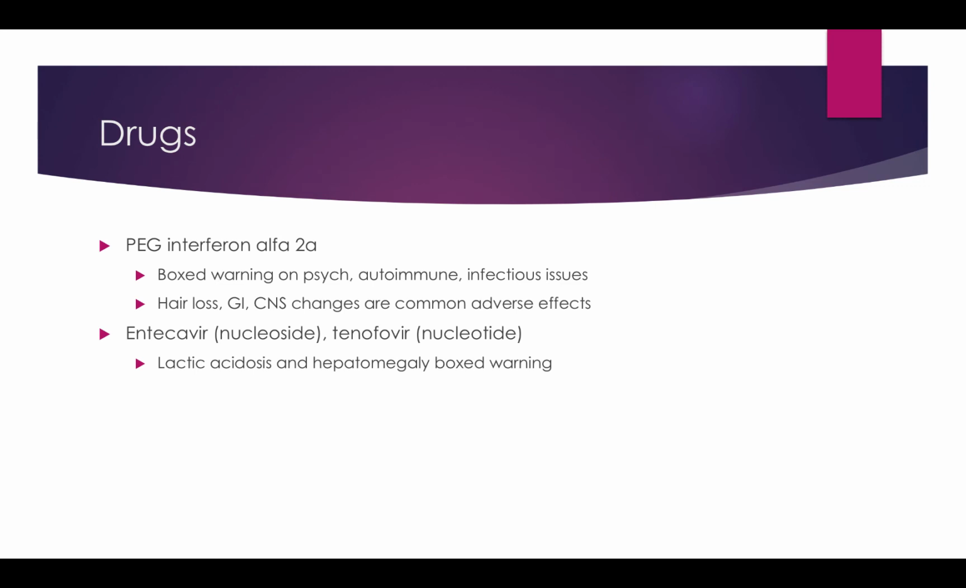Drugs you may see utilized, so just a couple of agents here. PEG interferon alpha 2A. There are definitely a few boxed warnings: autoimmune and infectious issues, which kind of makes sense, since we're trying to suppress and take out that infection, so it could cause some issues there. Other side effects: hair loss, GI, and CNS changes are potentially problematic with the PEG interferon.